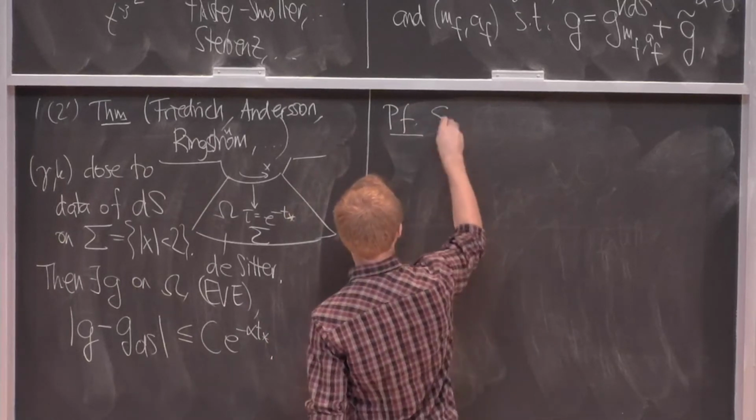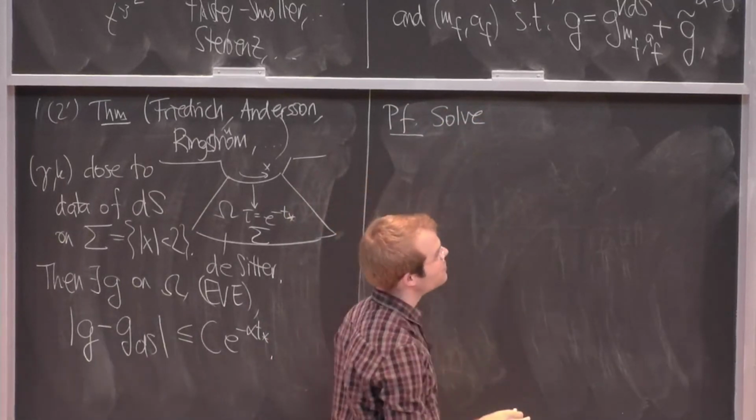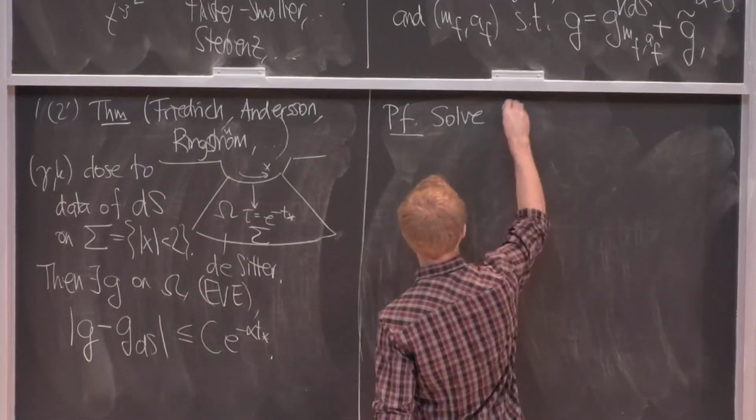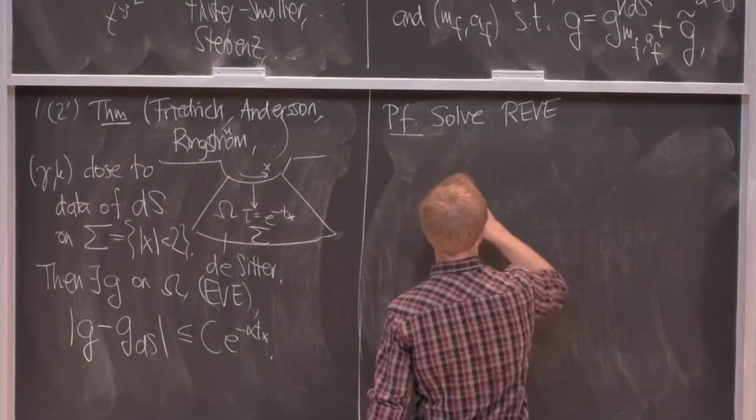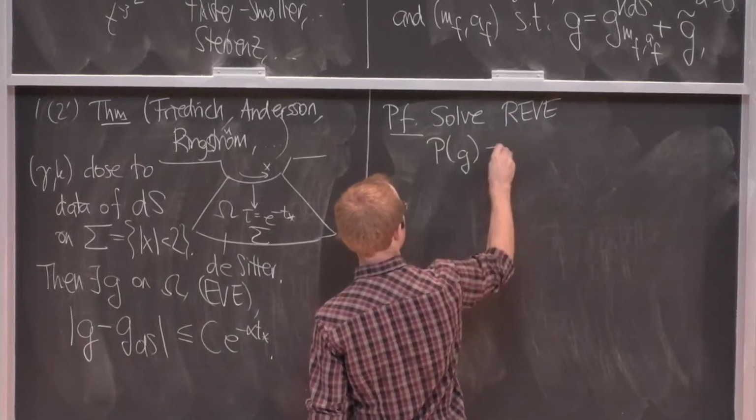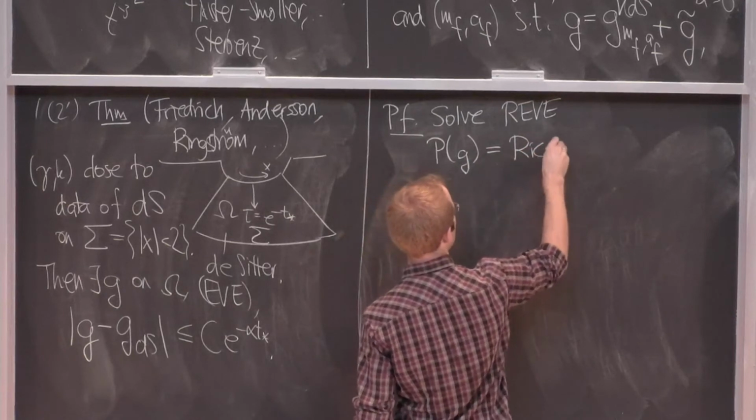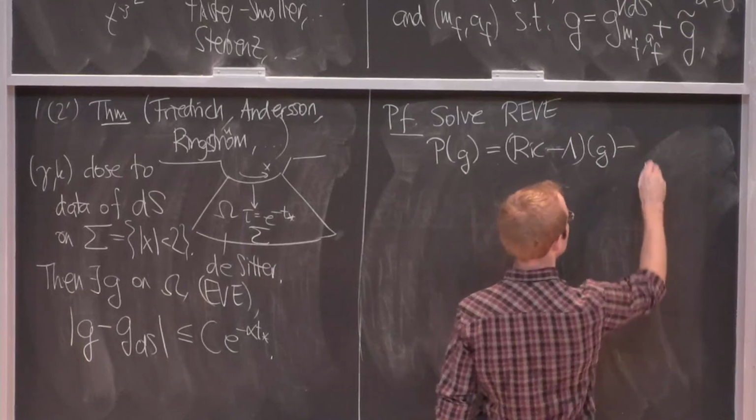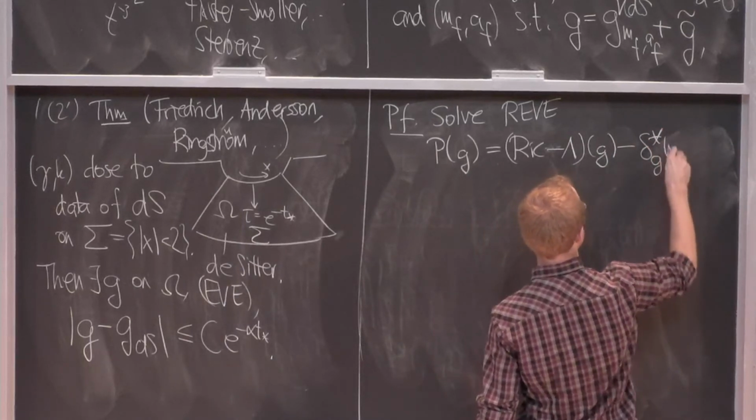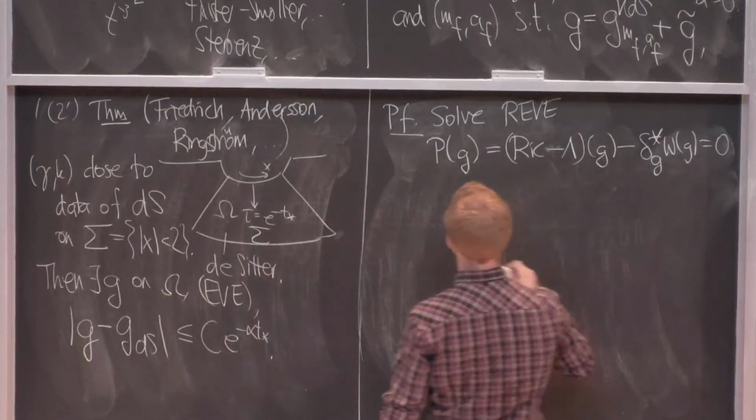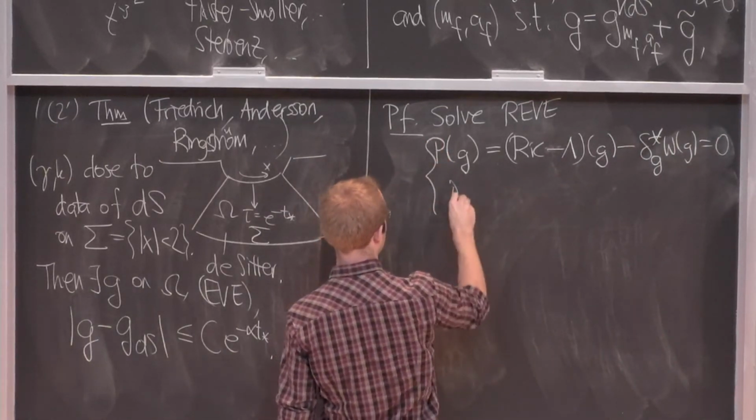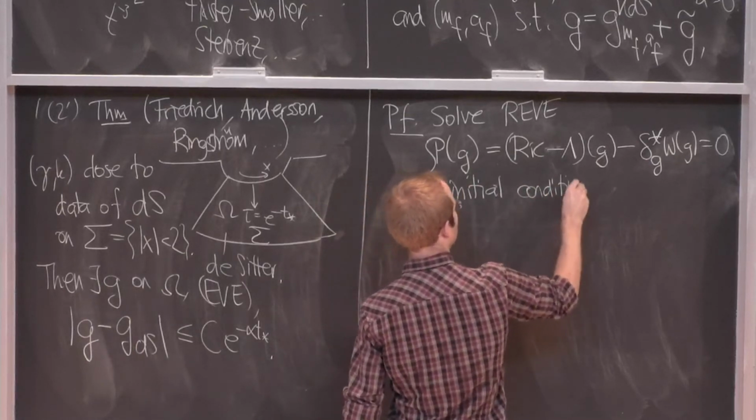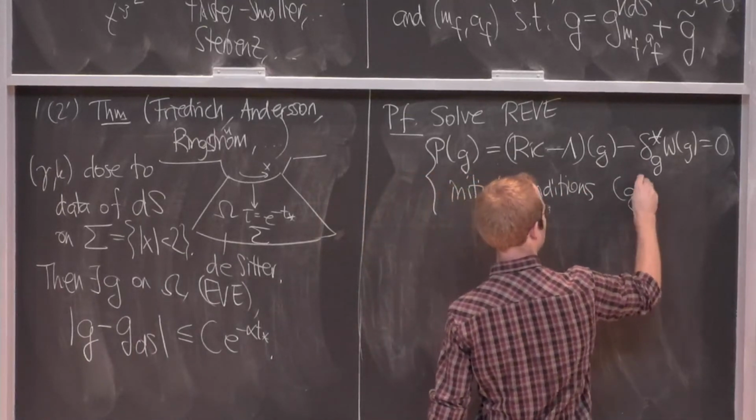And so we just follow this strategy of this de Turck trick. So you solve the reduced Einstein vacuum equation. So let's give it a name now. P of G is equal to this Ricci of G minus lambda G, minus this extra gauge term, symmetric gradient of W of G, is equal to 0. And then we also have to contend with the initial conditions, which over there I called G0 and G1.